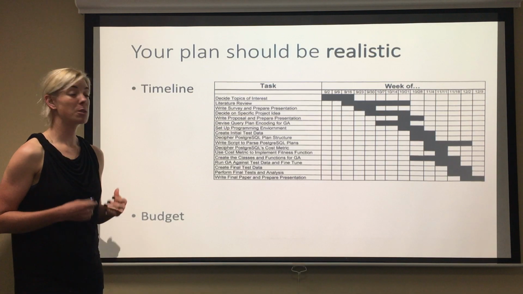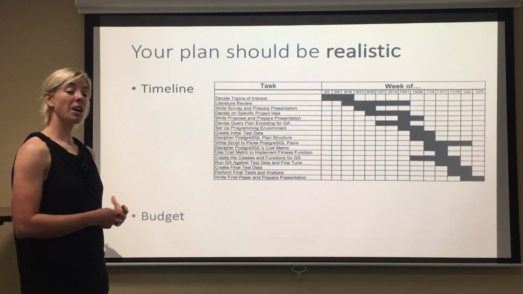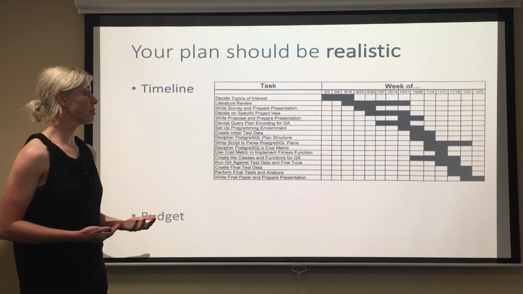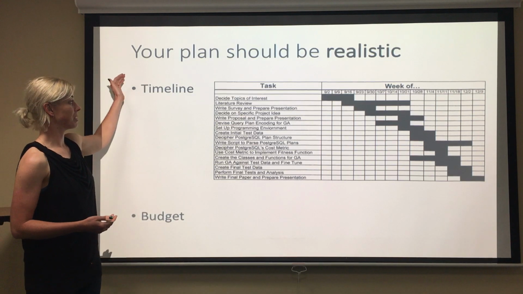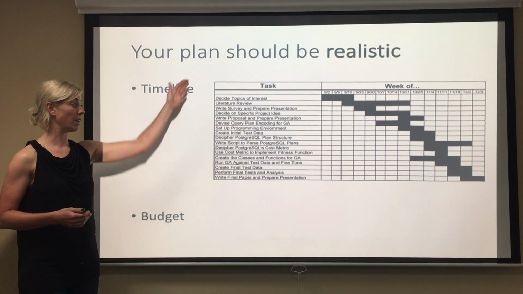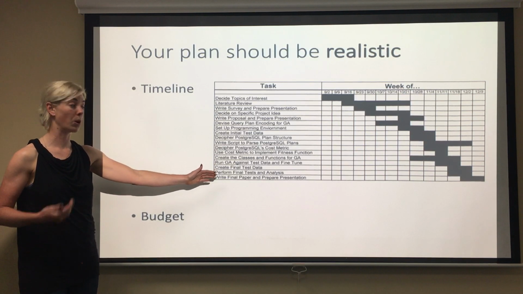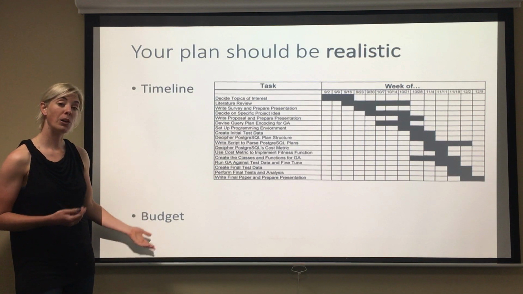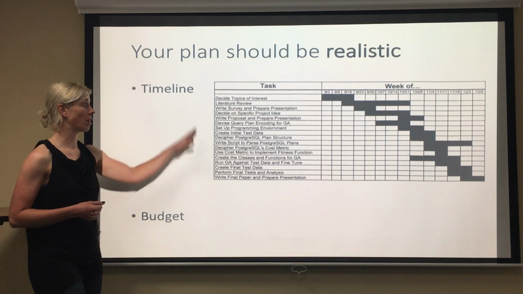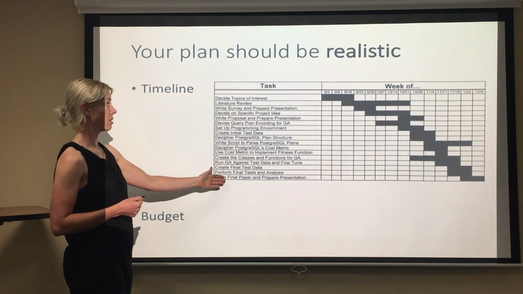Our plan also has to be realistic. So oftentimes in the appendices of our proposals, we will present both the timeline that we have created for how we're going to finish this work in what order, and also a detailed budget for what it's going to cost to actually execute this.